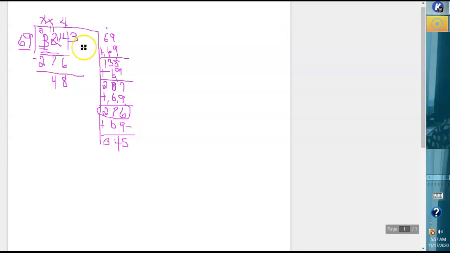After subtracting, we bring down. Because the basic steps in division are divide, multiply, subtract, and bring down, and then repeat. So we have 483. Okay? Now if you look at our answers here, we have 138, 207, 276, and 345. We don't have 483 yet. So we have to continue adding 69.